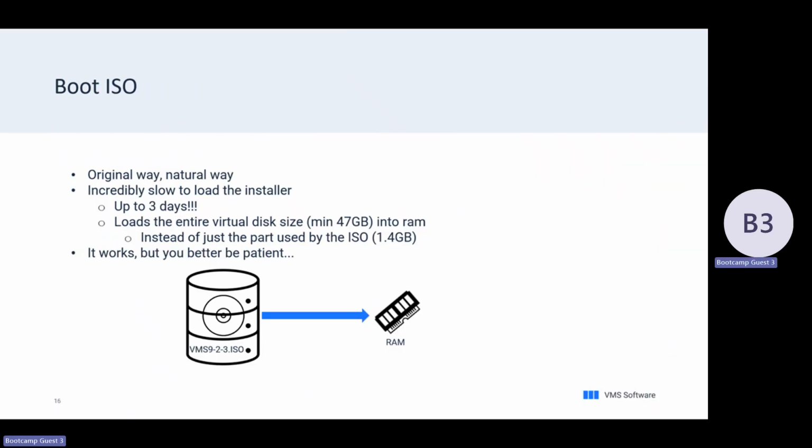Yes, so the first thing, this is moving the ISO. So that will just be Yocto, EMS ISO, and this one. For some reason, it took 3 days. We figured out the reason. When you're creating this default root disk, your system disk, the minimum size you can take for it is 47 gigabytes. And what happens is we end up loading all of the 47 gigabytes into RAM instead of just the 1.4 gigabytes of the ISO. So yeah, it works, but you should be patient with that.